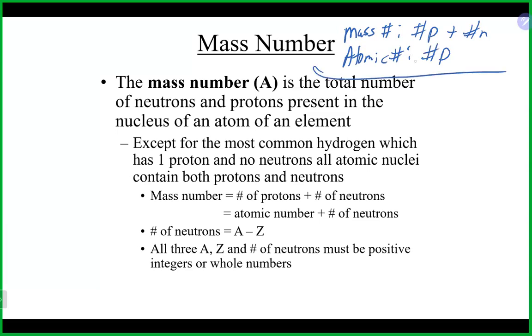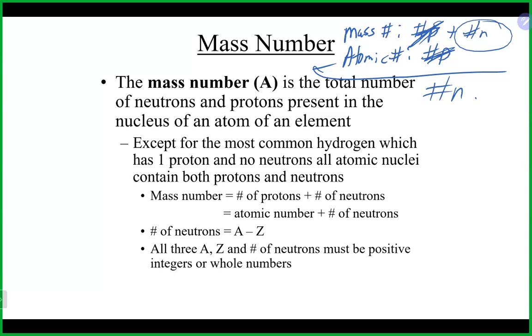If we subtract those two things, if we take the mass number minus the atomic number, protons cancel and that leaves us the number of neutrons. So if you know the mass number and you subtract the atomic number from it, you'll be able to figure out the number of neutrons there are in that particular atom.